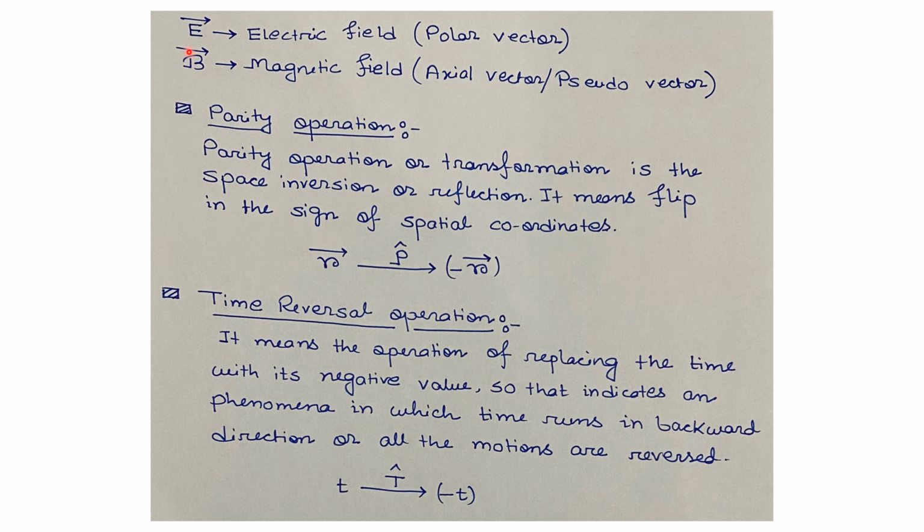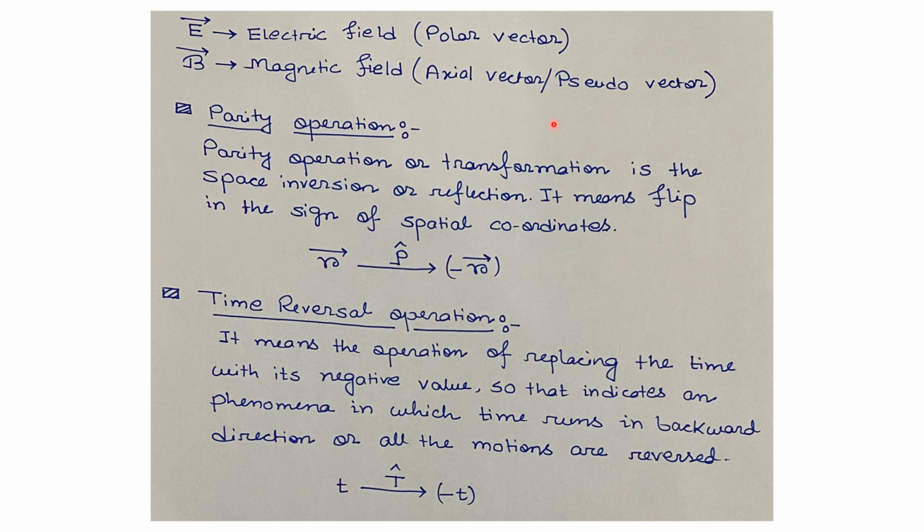So E vector is the electric field vector, that is a polar vector. A polar vector is related to the direction of motion of a system, that is translational motion, and it has a particular starting point. But the magnetic field vector B vector is an axial vector or pseudo vector. So what is an axial vector? It is related to the direction of rotation of a body. It doesn't have any starting point, it only has a direction along an axis.